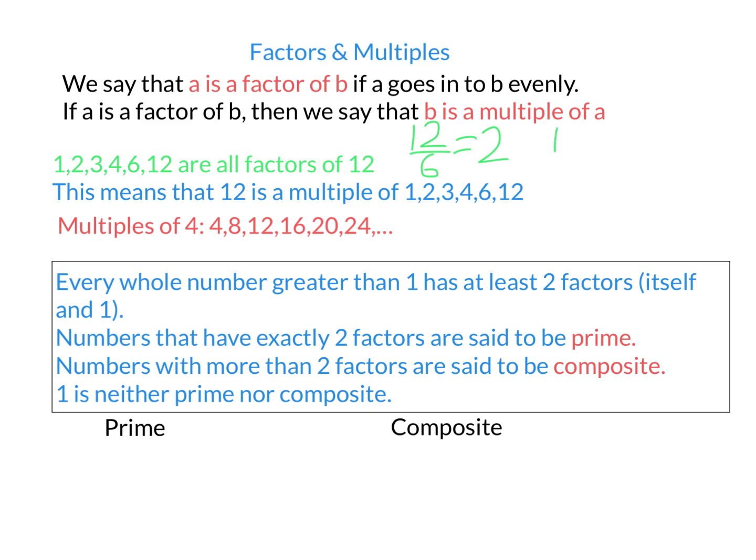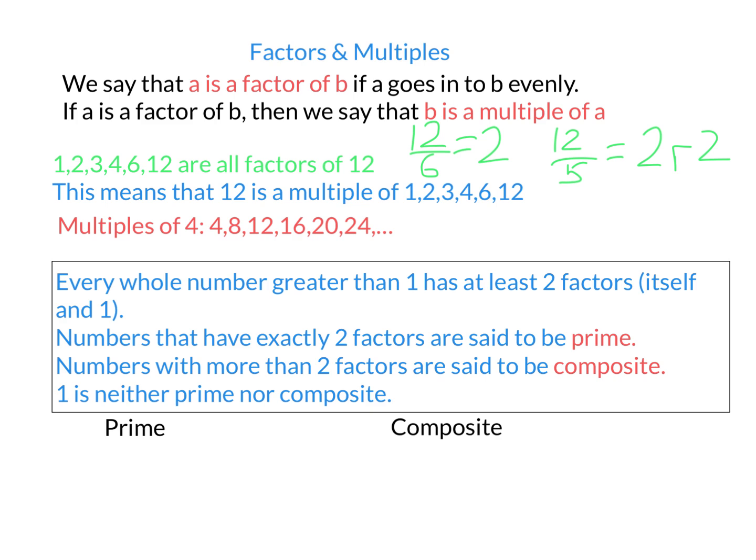On the other hand, if I were to divide 12 by 5, I get 2.4 or 2 remainder 2. 5 does not go evenly into 12 because there's a remainder. You can't multiply 5 by a whole number to get 12. So because of that, 5 is not a factor of 12. Note that 5 wasn't on this list. So factors of 12 are the numbers that go evenly into 12.